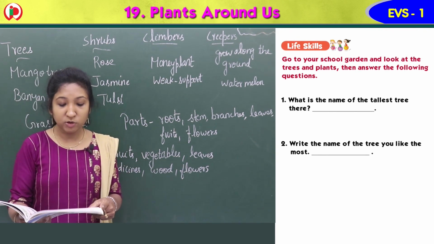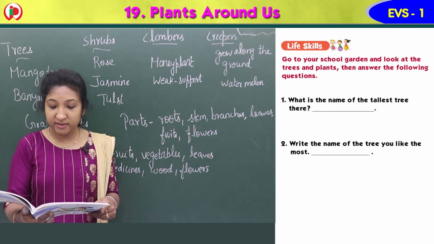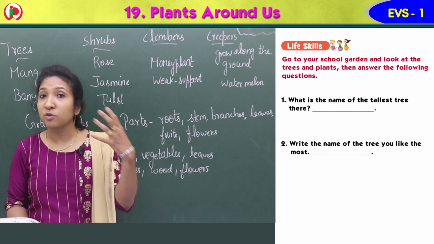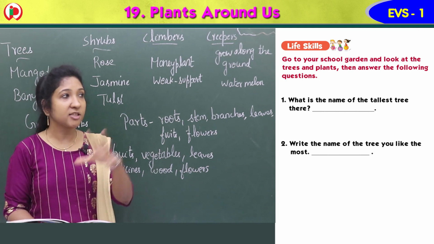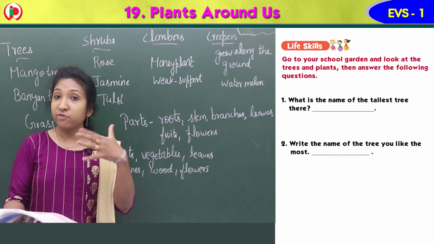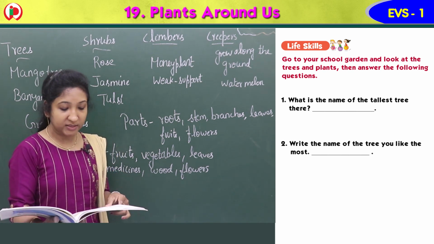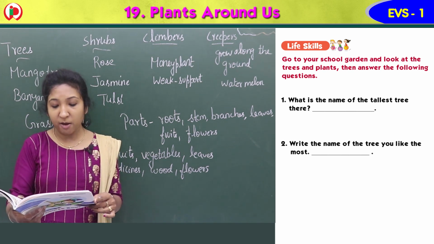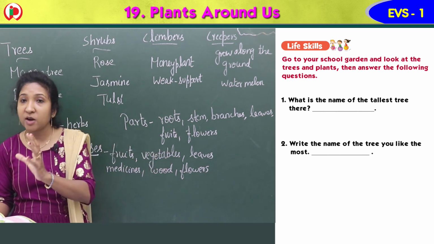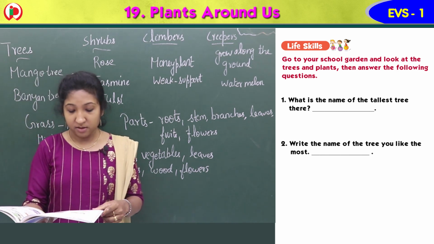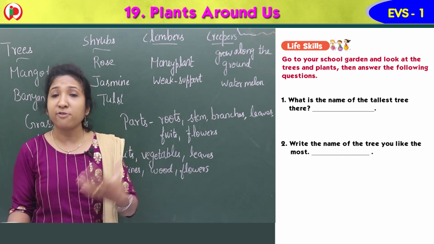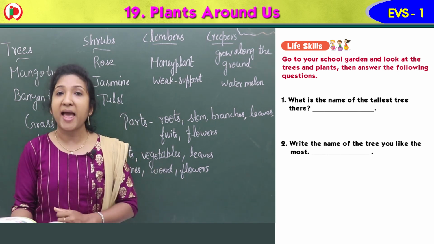Life skills. Go to your school garden and look at the trees and plants. If you have a garden in the school, just go and see the trees and plants there. After seeing that, answer the following questions. First, what is the name of the tallest tree there? Write the name of the tree you like the most, your favorite tree. You can write the answer in the blank given.